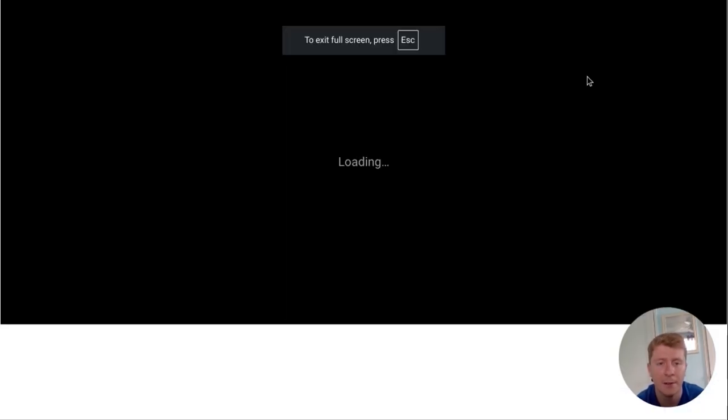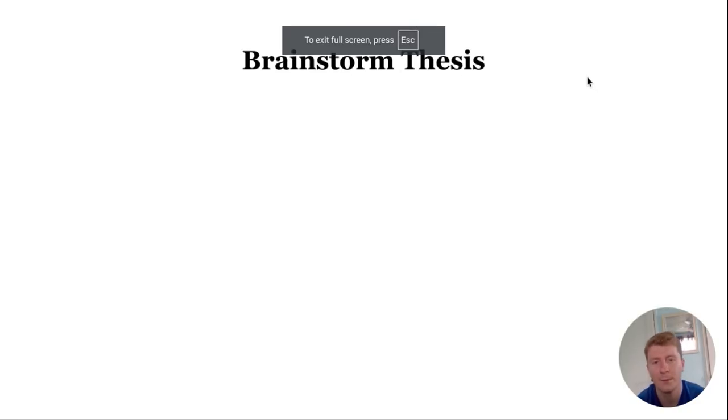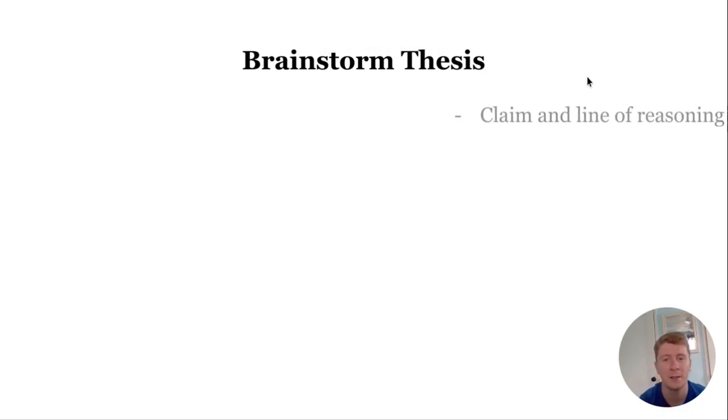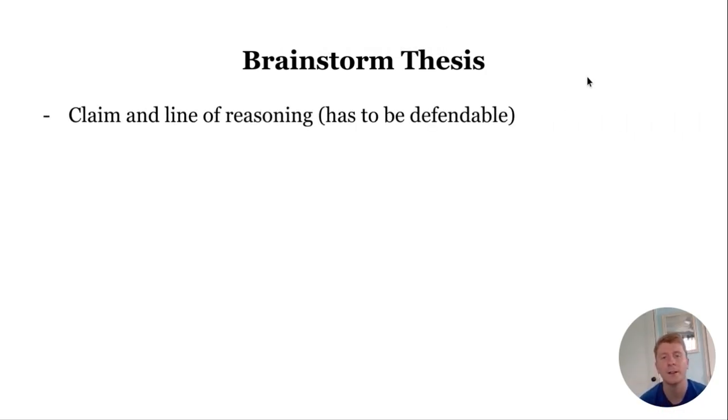So let's come back here. All right, now we want to brainstorm the thesis. So in the thesis, we need our claim and a line of reasoning. It has to be historically defendable. So you can have a claim, you can have a reason, but if it isn't actually provable with historical events or developments, it's invalid, and you're not going to get credit for it.